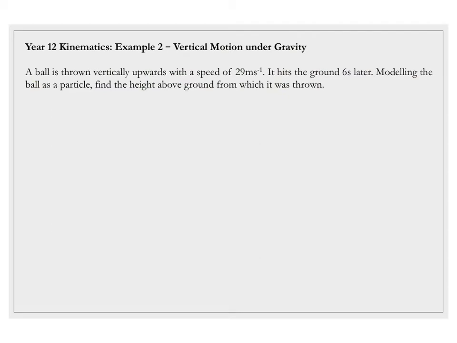A ball is thrown vertically upwards with a speed of 29 metres per second. It hits the ground 6 seconds later. Modelling the ball as a particle, find the height above ground from which it was thrown. So it looks like we have this sort of situation. There's the point at which the particle or the ball is thrown upwards, goes up like that, and then it hits the ground like that.